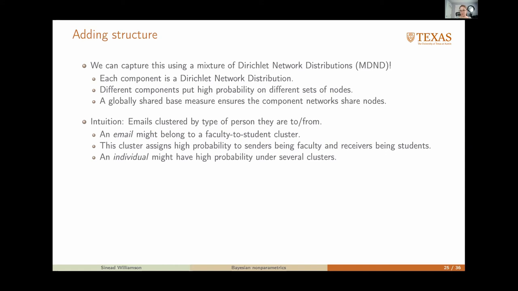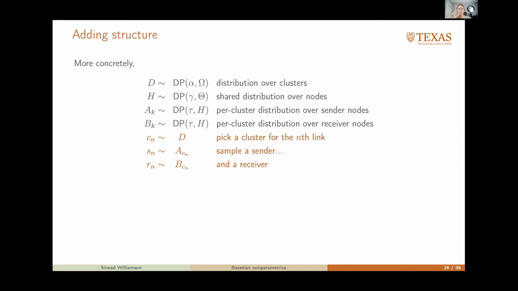All right, so let's take a look, taking a breath because I'm going to go through some math, through what this looks like mathematically. So I'm going to have a distribution over the clusters. And because why not? Because I don't know how many clusters there are, I'm going to put a Dirichlet process on that. I'm going to allow there to be infinitely many modalities of communication.